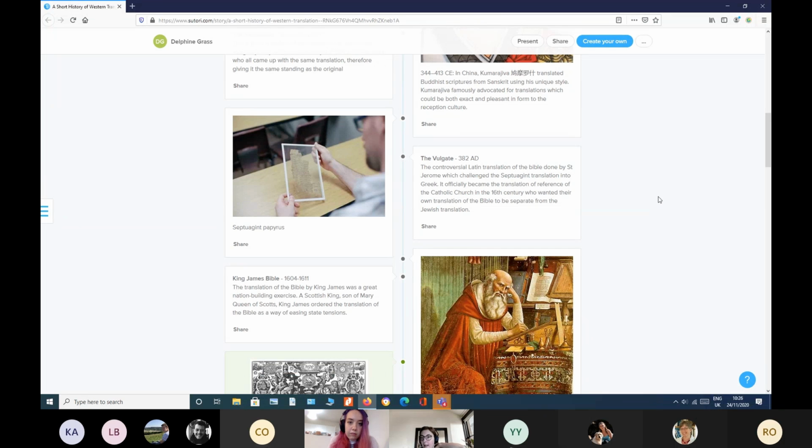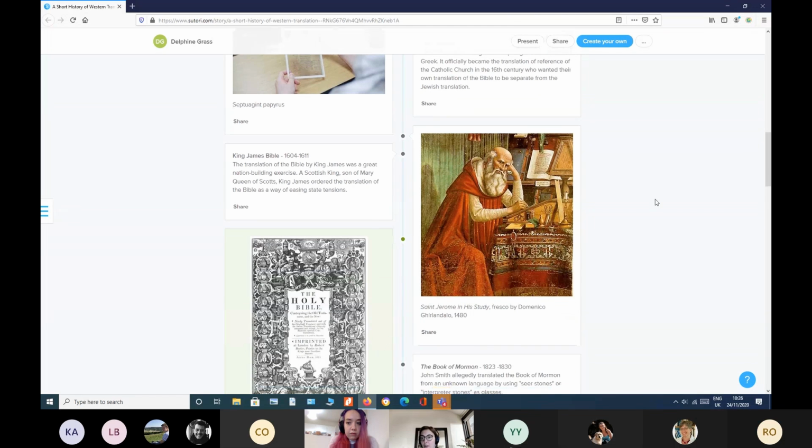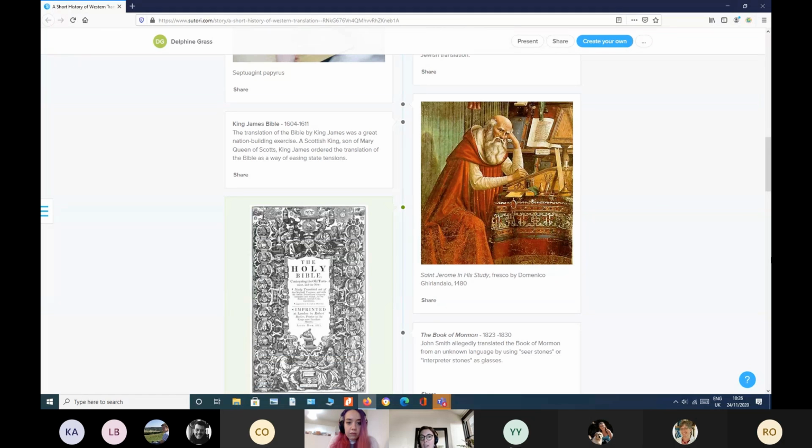The Vulgate in 382 AD is another really important landmark in religious translation. This is the controversial Latin translation of the Bible done by St. Jerome, which challenged the Septuagint translation into Greek. It officially became the translation of reference of the Catholic Church in the 16th century, who wanted their own translation of the Bible to be separate from the Jewish translation. Here we have a little image of St. Jerome in his study.